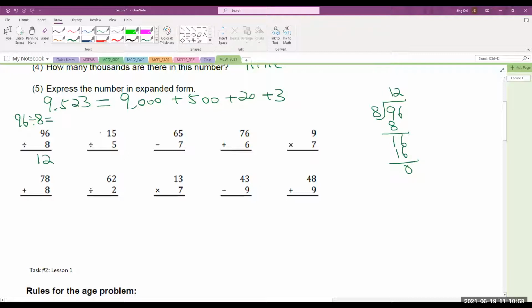The next one is easy, guys. 15 divided by 5. Quickly, we need someone. 3. Oh, okay, that's good because 3 times 5 is 15. So we're just doing the reverse operation here. Okay, very good, Kevin. Thank you.